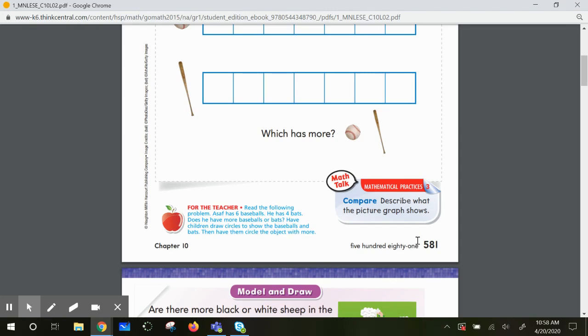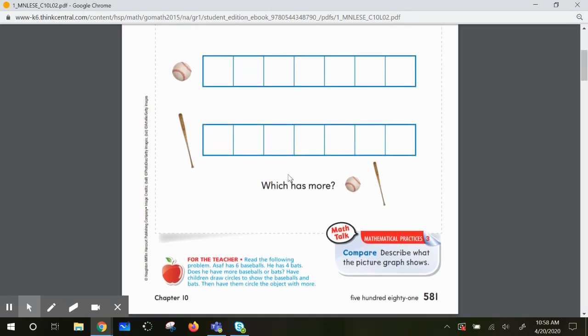On page 581, that's 500s, 8 tens, and 1 one, or 58 tens and 1 one, you will see this picture, very similar to what we saw, very similar to what we would have seen on Math on the Spot.